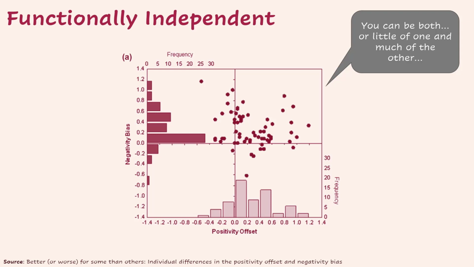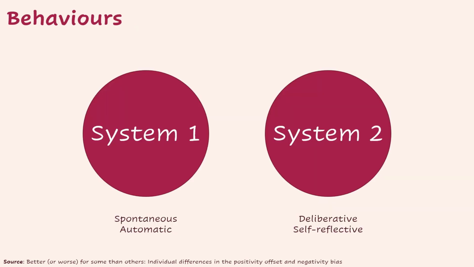It is not related. This means that if you display a high positivity bias, it doesn't imply that you will experience a high negativity bias or extremely low negativity bias. They are not correlated at all. This is an opportunity actually. Also, the way that positivity and negativity manifest is different in the spontaneous and automatic behaviors that we exhibit, System 1, compared to the more deliberative and self-reflective behaviors, System 2.